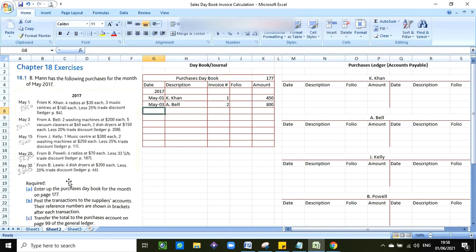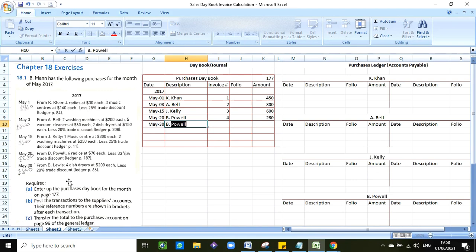The next transaction is May 15. J. Kelly, that's the person that we owe. That's our accounts payable. Invoice number 03. Amount is $600. May 20th. We owe BOL. Invoice 04. Amount 280.